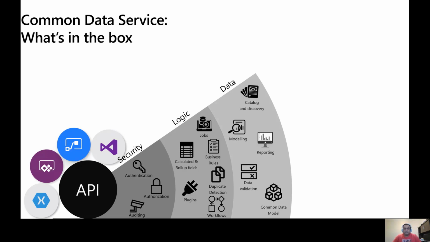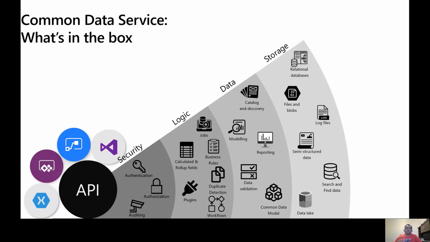Then we get to the heart of CDS, our data tier. This allows you to define the structure of your complex business data without writing any code. And behind the scenes, we are putting your data in the right place using the optimum storage services provided by Azure. This allows us to seamlessly support practically any type of data, from relational data to log data to file data to search indexes to data stored in Azure Data Lake.